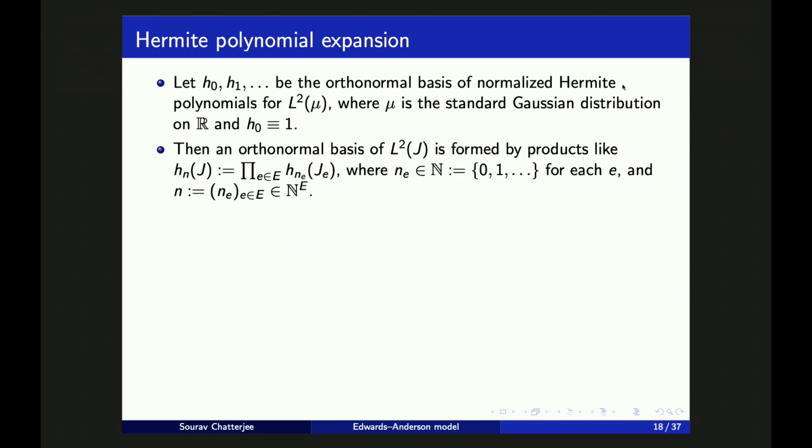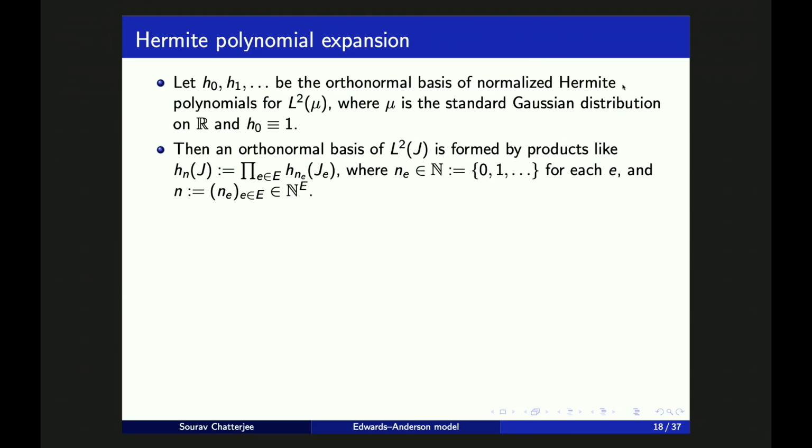Any L2 function has an expansion as a linear combination of these multivariate polynomials, where the multivariate polynomials are the following. The index, instead of being a non-negative integer, is a tuple of non-negative integers attached to the edges, okay? So for each edge, you have a non-negative integer, and this whole tuple is an index for your multivariate Hermite polynomial. Given this index, what is the polynomial?